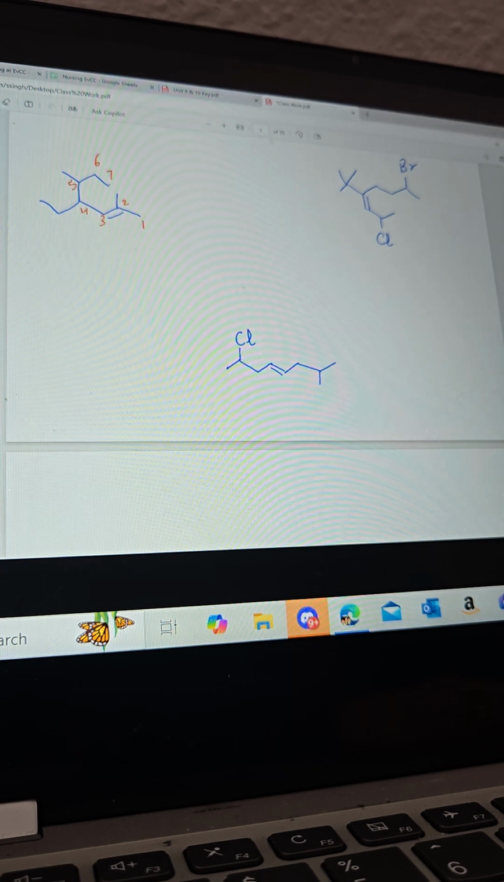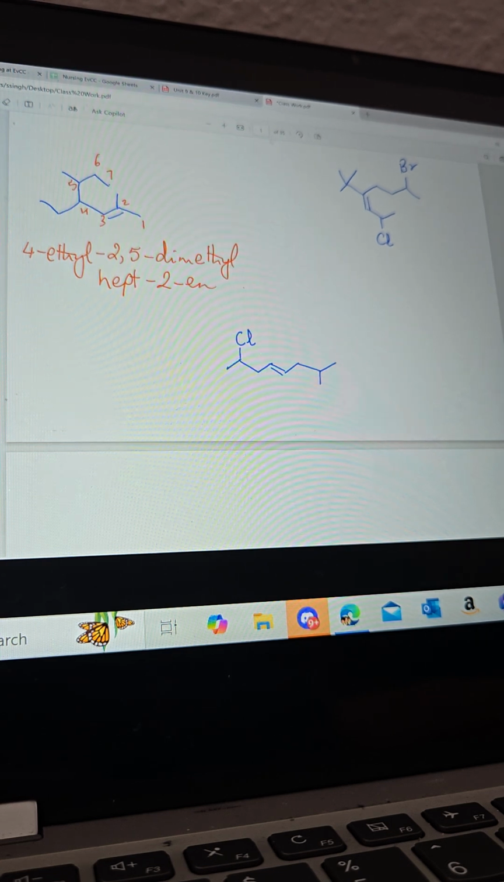I think the double bond should get the smaller positions, right? Okay, let's name it then. Go ahead. What would you call it? 4-ethyl-2,5-dimethylhept-2-ene. Did you say 2? Yeah, 2,5-dimethylhept-2-ene. Everybody agrees with that?